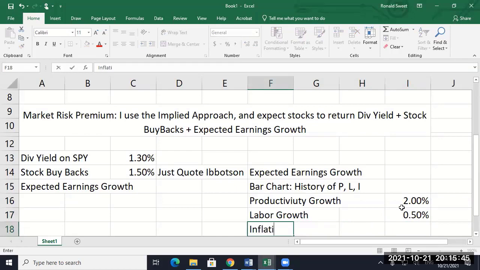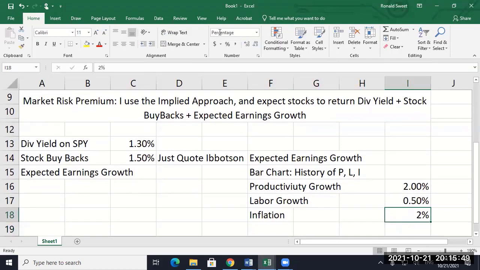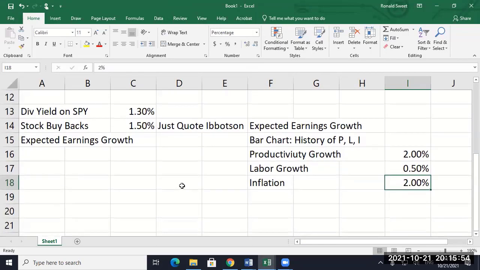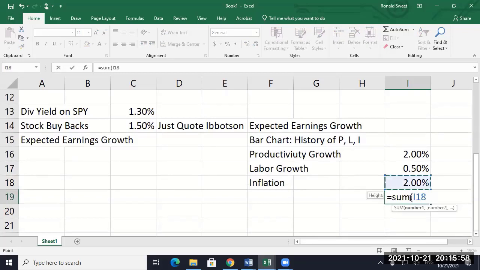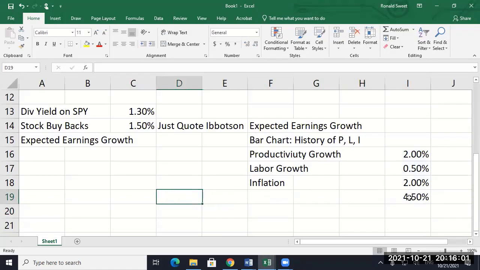And then inflation, unless Congress kicks out Powell and puts someone radical in there, and I don't know how radical they could go, I'll just stick with that. So that gives me economic growth of 4.5%.